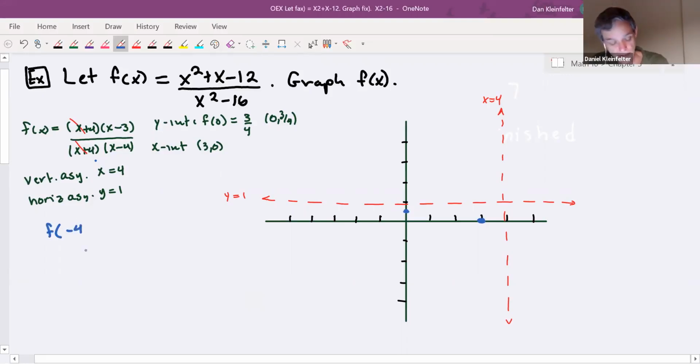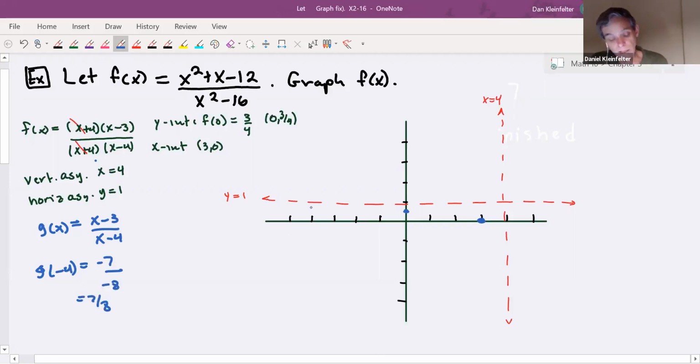Let's see what that will be when we evaluate it at negative 4. So I'm going to make a new function. Let's call that g, which will be x minus 3 over x minus 4, which is basically our f without that common factor in there anymore. g is defined at negative 4. So g of negative 4 will be negative 7 over negative 8, which is just 7/8. So our function should look like 7/8, except it's going to have a little hole right there rather than being defined at that point, as we'll see.